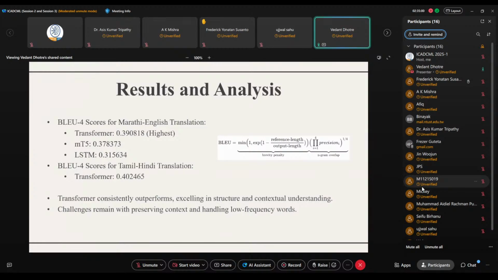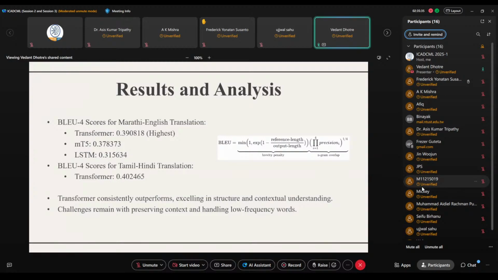Now, when it comes to Marathi to English translation, for the transformer architecture, which we trained using Python and the proposed architecture according to Vaswani et al., we came across a BLEU score of 0.39, which is the highest out of the other three. This served as a benchmark for us to even try translating a further low resource language pair, such as Tamil to Hindi, and we achieved a BLEU score of 0.4, which is very great.